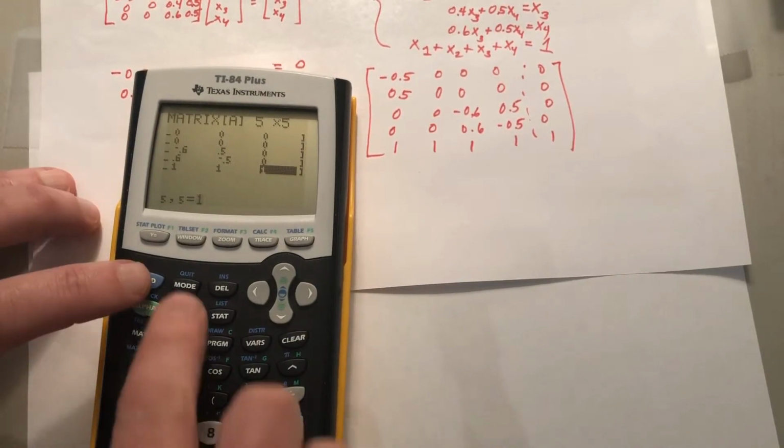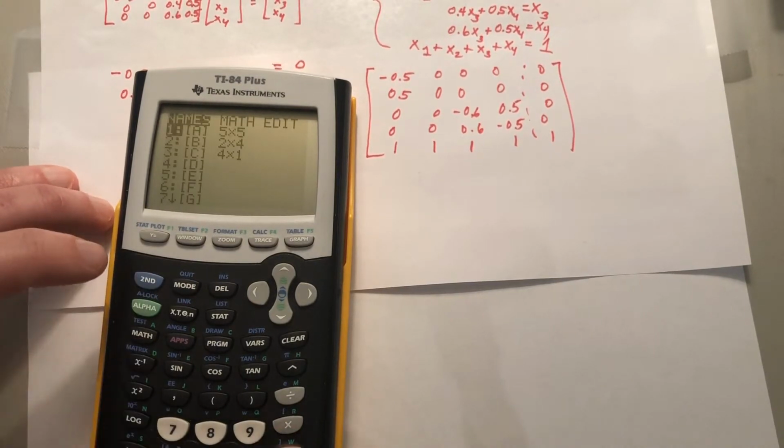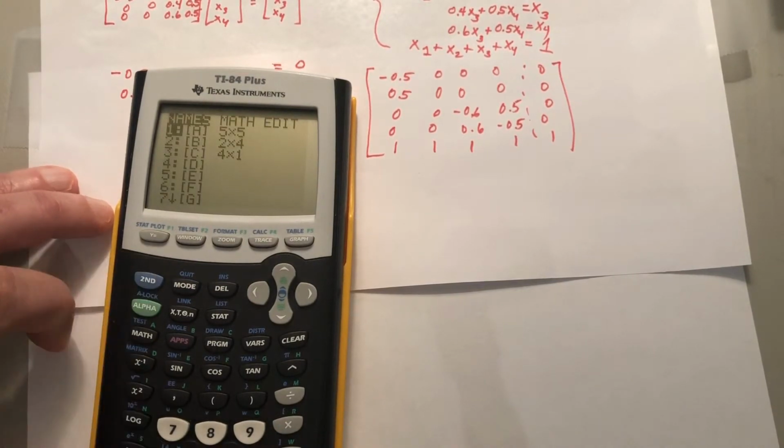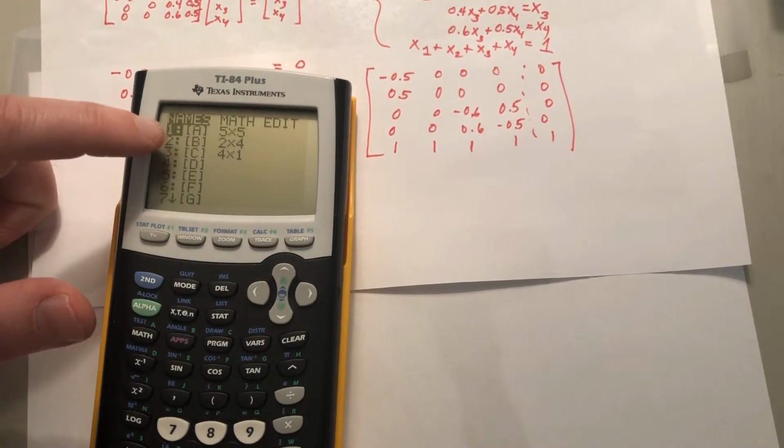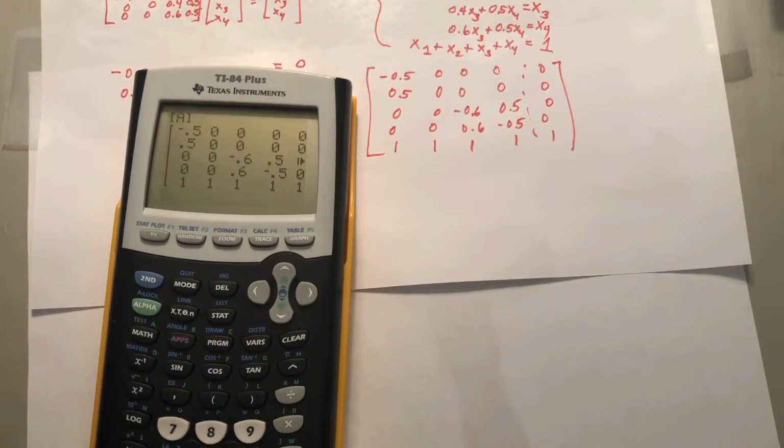That's my matrix. Now, second quit, I'm going to check my matrix. To check it, I just go back to second matrix and look, there's my new matrix stored in the 5 by 5. Let's go ahead and just list what A is. Yeah, I can see all of them, except for that last piece.